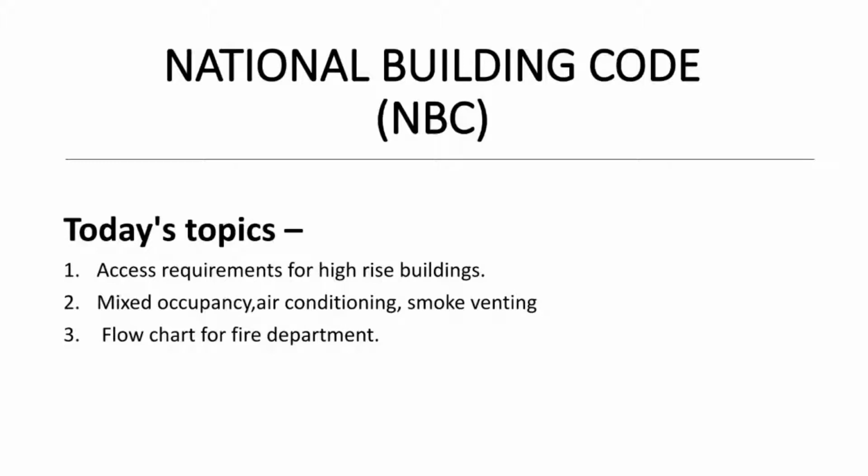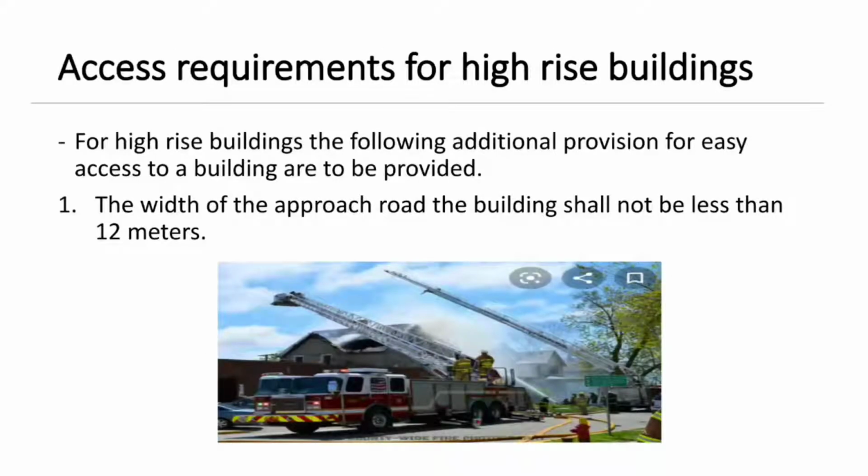Today we are going to discuss the last part of the National Building Code, and these are the three topics that we are going to cover today: access requirement for high-rise building, mixed occupancy, air conditioning and smoke vent, and floor charts for fire department. Okay, let's start. This is our first topic, access requirement for high-rise building. In this we have 3 points which we are going to cover one by one.